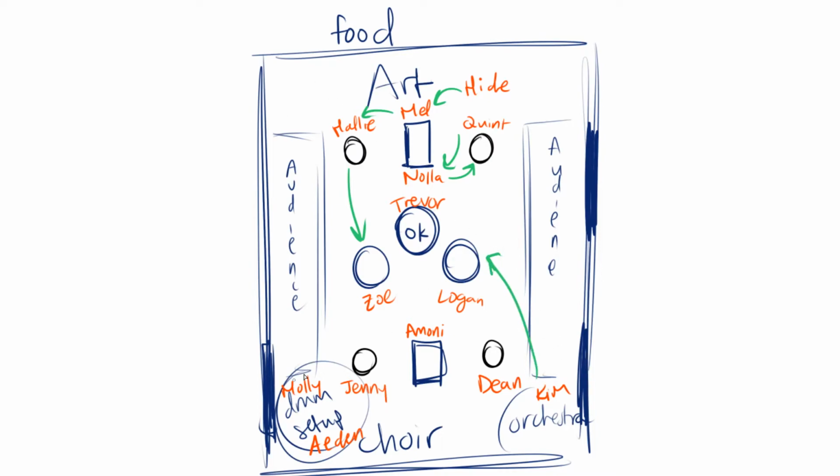And then Molly's going to run to her Oketo. And then Aiden's going to replace Amani. Amani's going to run back. Jenny and Dean stay on the drums. And that's pretty much it.